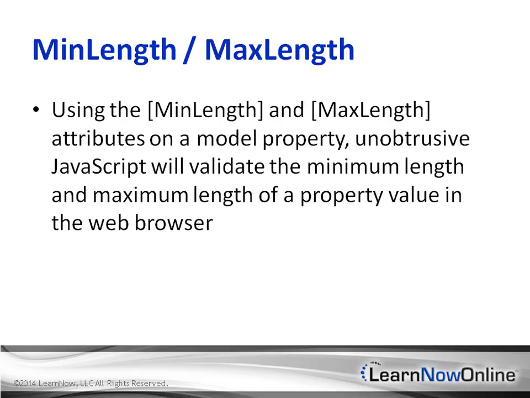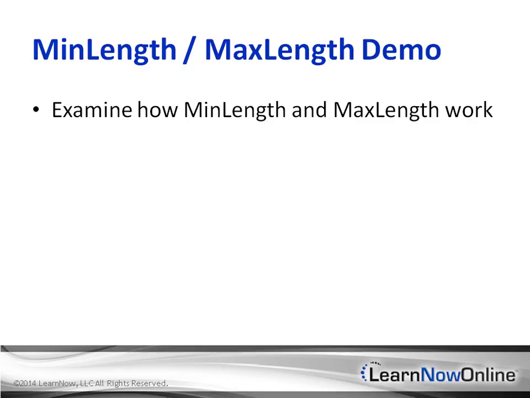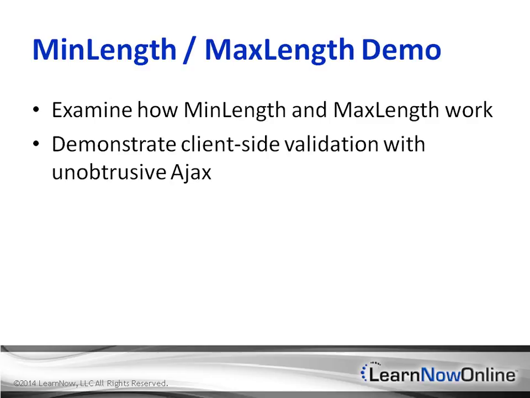A lot of times when we apply these validation attributes, we don't really want to validate on the server. We want to validate on the client in JavaScript. So by making use of the unobtrusive JavaScript libraries with ASP.NET MVC 5.1, we can actually validate the min length and max length attributes on the client side without having to submit to the web server to be validated. So now we're going to do a demonstration taking a look at min length and max length attributes. We're going to examine how they work, and then we're going to demonstrate how to use them in client-side validation with unobtrusive AJAX.